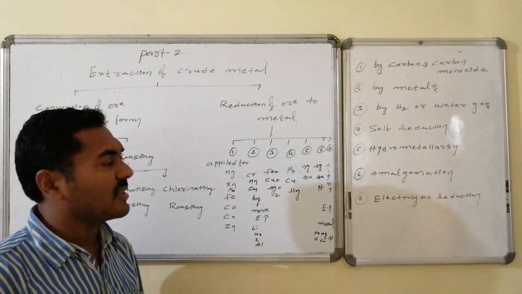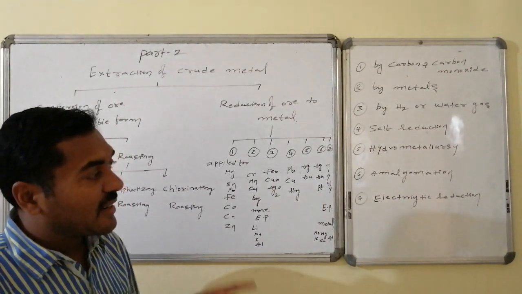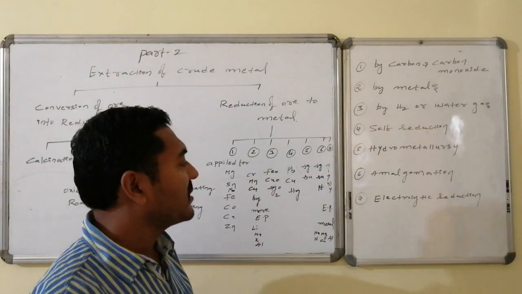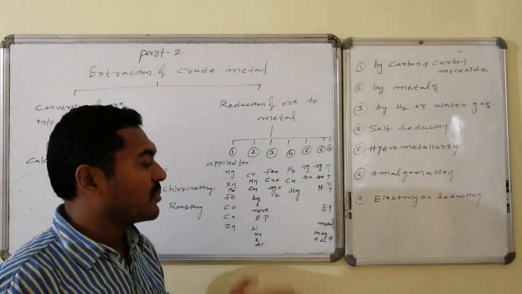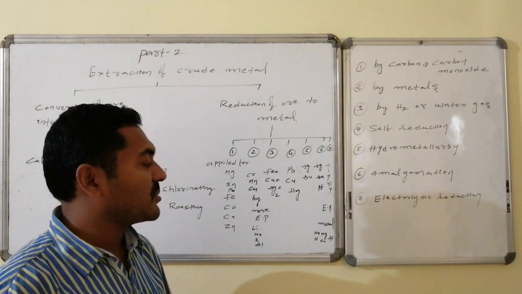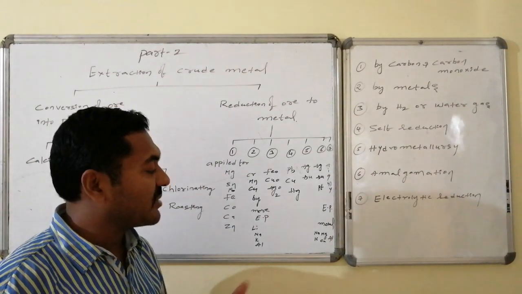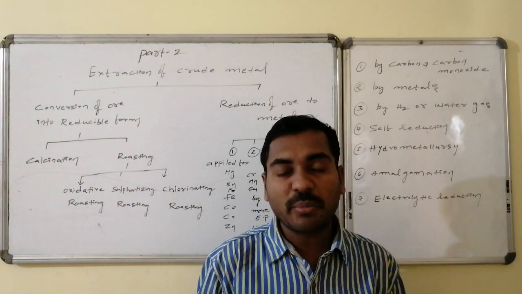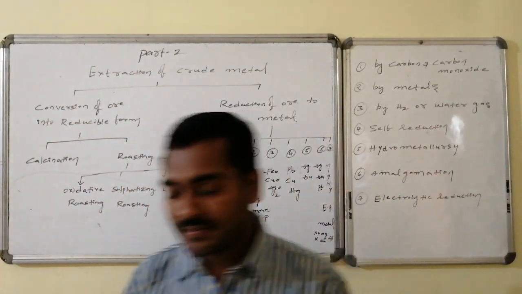Amalgamation is applied for silver, iron as well as platinum, and electrolytic reduction is applicable for the highly electropositive metal ores. Those are electropositive metals like sodium related compounds, potassium related, magnesium, calcium related as well as aluminum related compounds, which are reduced by this particular technique.